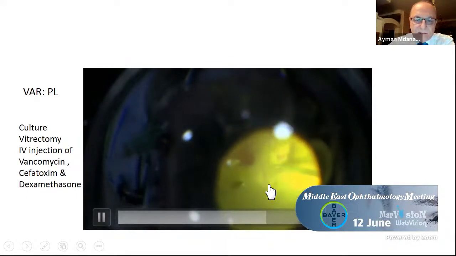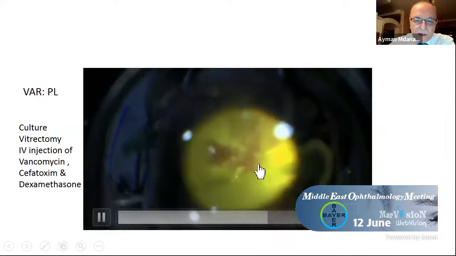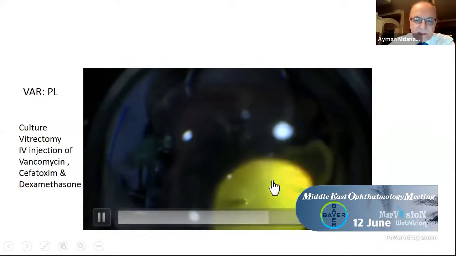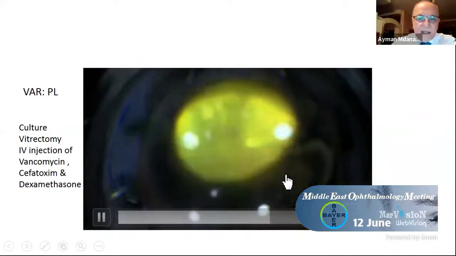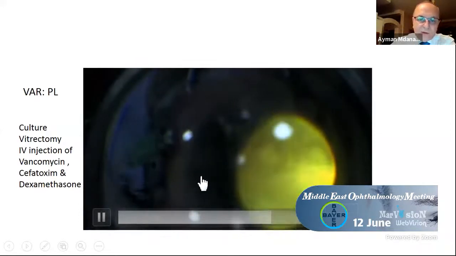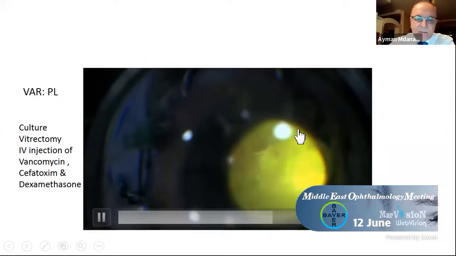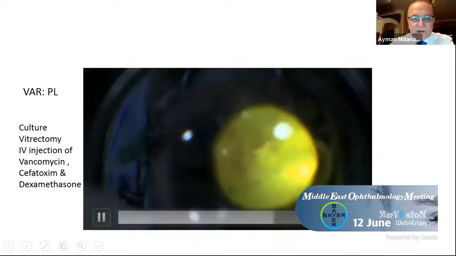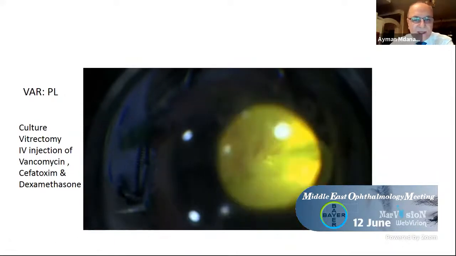and the surgery becomes a little bit more easy. You can see the disc here. In this case, I indented also, and I tried to remove the vitreous and the pus and the fibrin from the retinal periphery as much as I can.